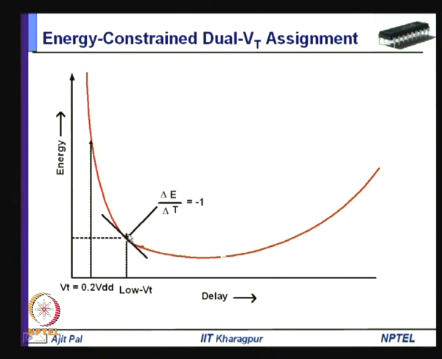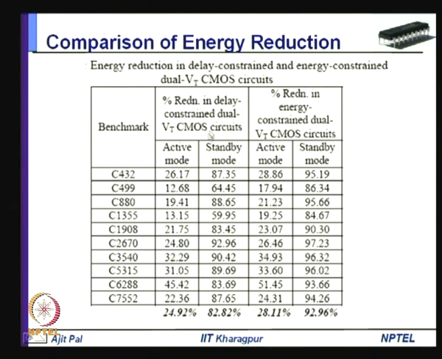This point is chosen for different circuits, and obviously this point will be different for different circuits. It can be found out, and after this is found out, instead of considering low Vt as 0.2 VDD, you can use this voltage as the low Vt. That is the basic approach, and you can see the reduction in energy that can occur by using this energy constant dual Vt approach.